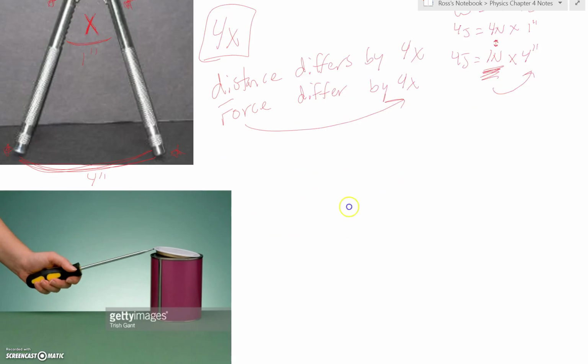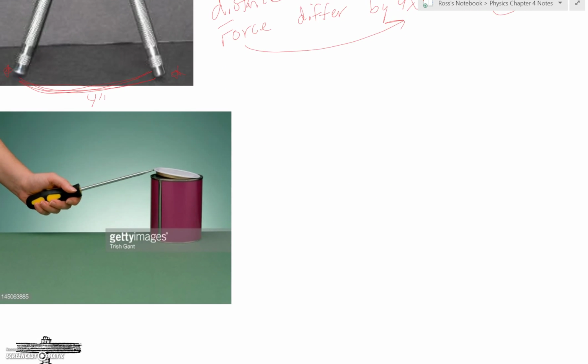In a paint can, if you are going to try to lift this paint lid, it might only lift maybe 1 inch. But you, with the handle of the screwdriver, are going to start with it up here and move all the way down here. So let's say that's something like 6 inches.